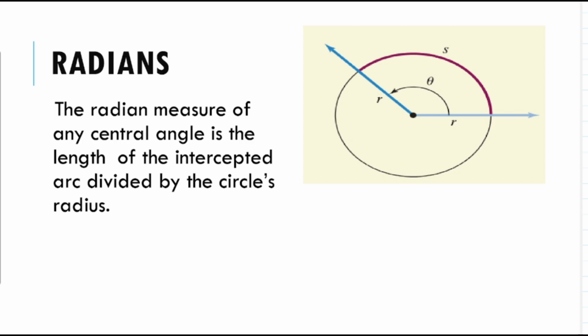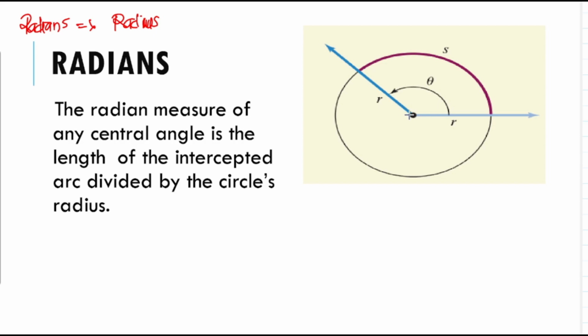Okay, so radians derive its meaning from radius. Okay, so radian comes from radius, and you know what radius is. When we talk about radius, we are talking about half of the diameter of a circle, or a line that runs from the center of the circle to the circumference.